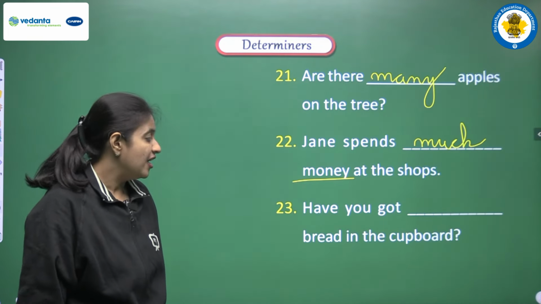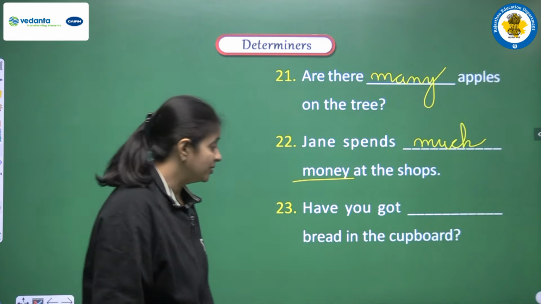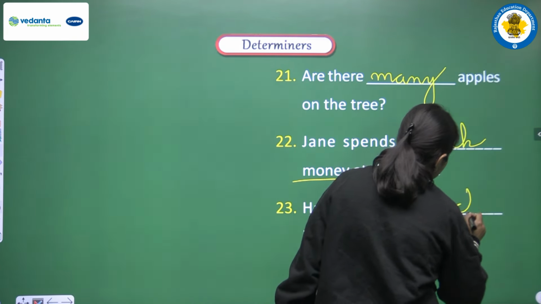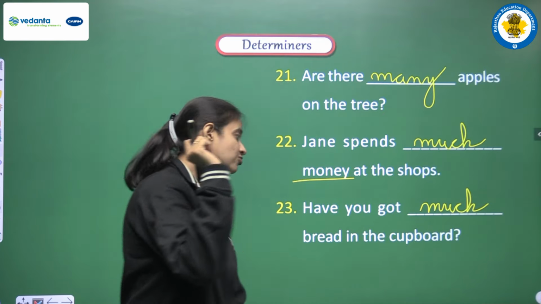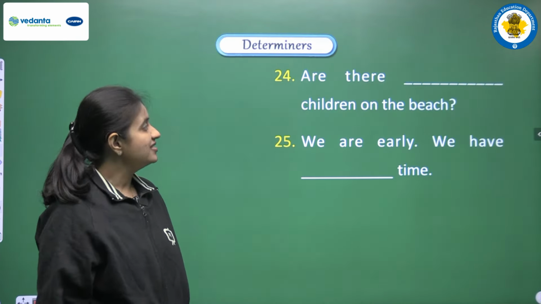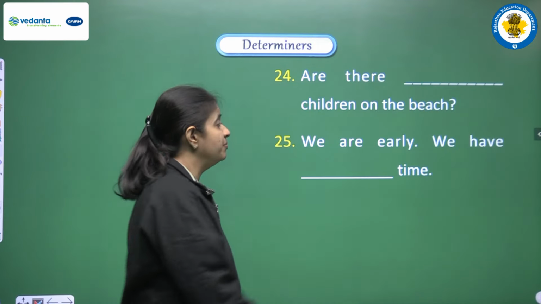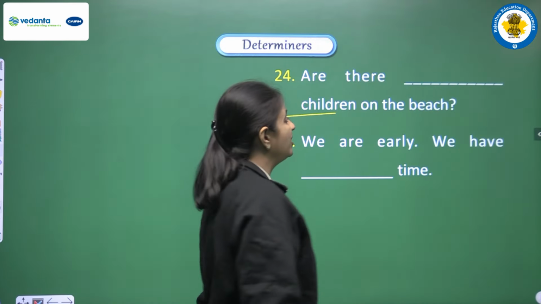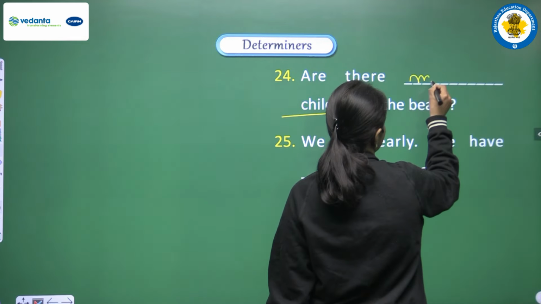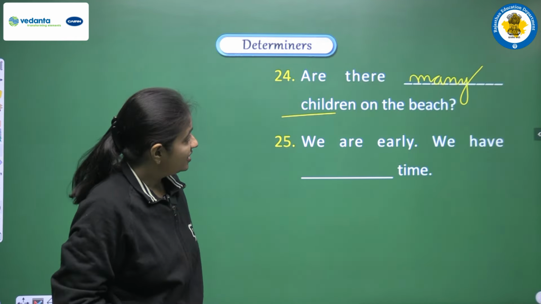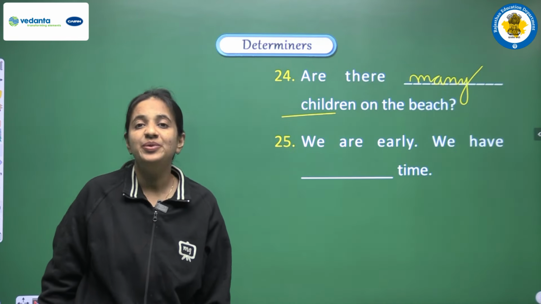Next sentence, have you got bread in the cupboard? So we are having bread. So for bread we have to write much. And the sentence will be, have you got much bread in the cupboard? Next sentence, are there children on the beach? We are having children, and yes, children is a countable noun, and this is the reason here our answer will be many. And the sentence will be, are there many children on the beach?